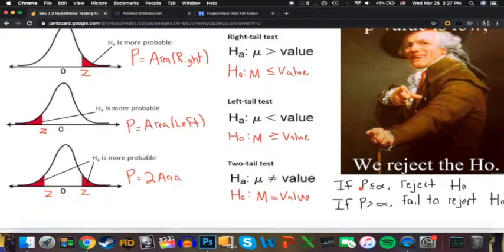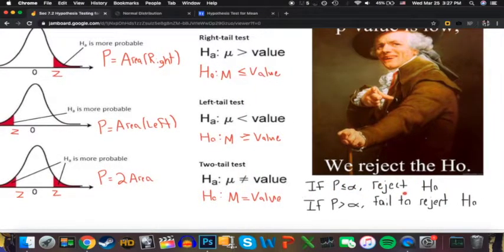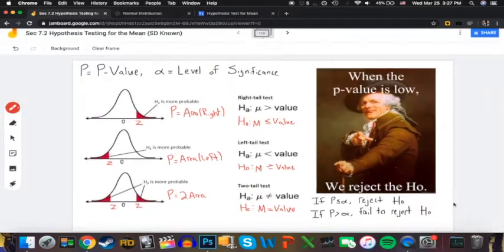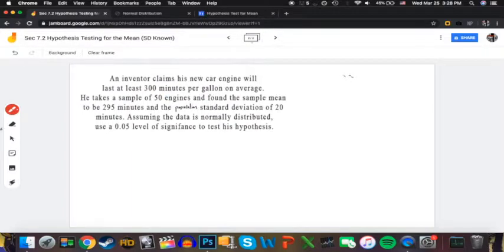And if your p is less than or equal to alpha, then you're going to reject the null hypothesis. And if p is greater than alpha, then you're going to fail to reject the null hypothesis. And essentially what alpha is, it's just the boundary that we have for the area in these particular scenarios here. And so let's see what that actually means in the context of a real-world problem.